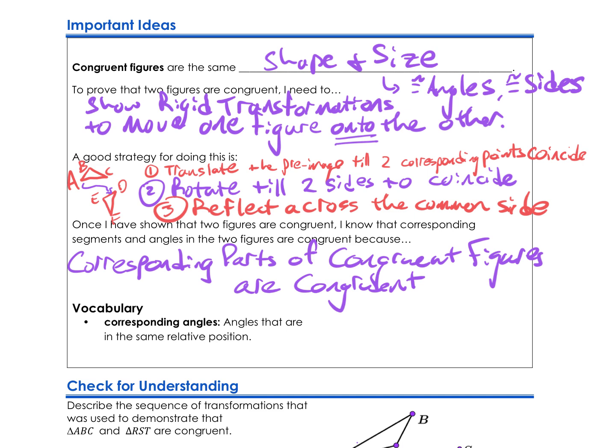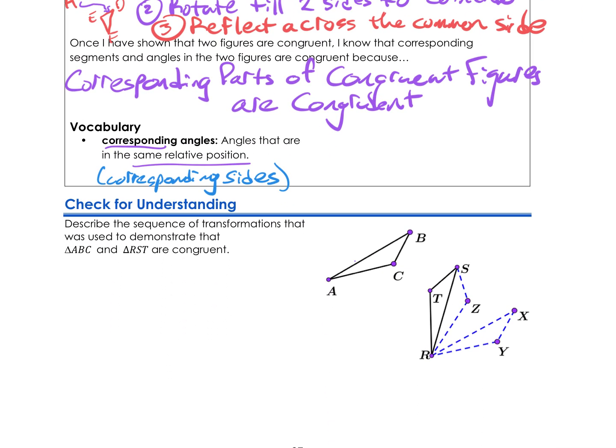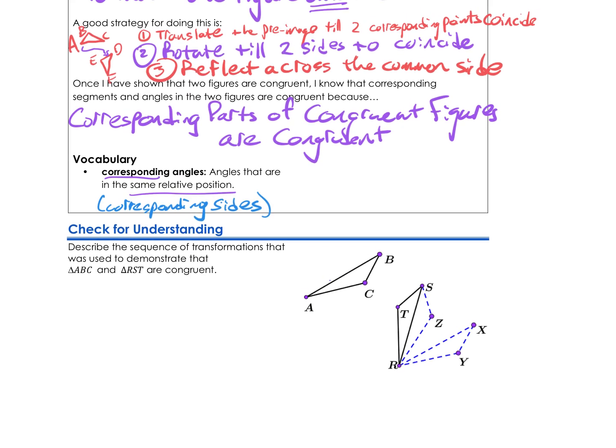So we got this word corresponding. Corresponding angles are angles that are in the same relative position. We can also have corresponding sides, which means they're in the same relative position. So different parts can be corresponding: sides to sides, angles to angles. So let's practice those three steps we just wrote down.